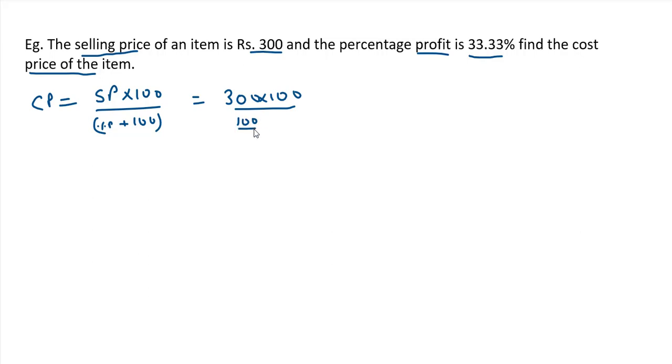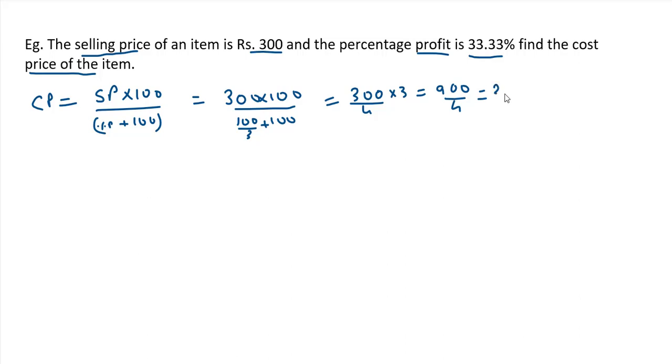33.33% is nothing but 100 upon 3 plus 100. So this will become 300 upon, we'll take 100 and cancel it out. So what we'll be left with here is 1 by 3 plus 1, which will be 4 by 3. So this will be 900 upon 4. You can calculate this thing.